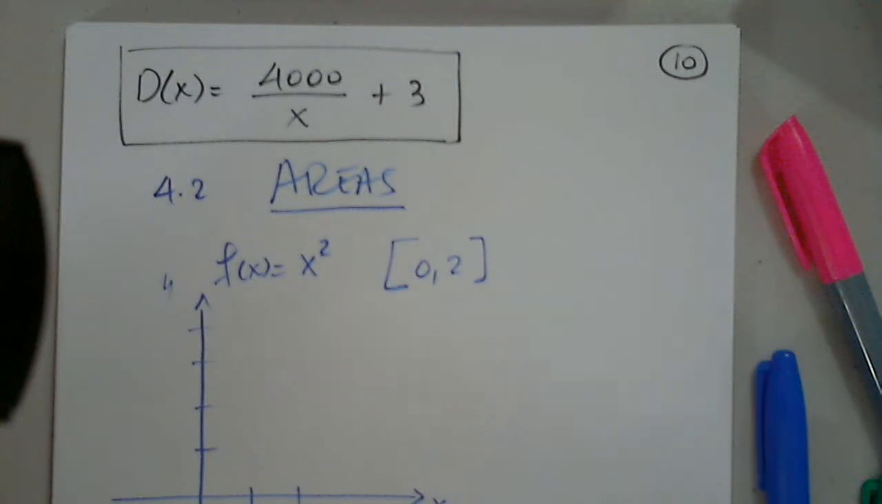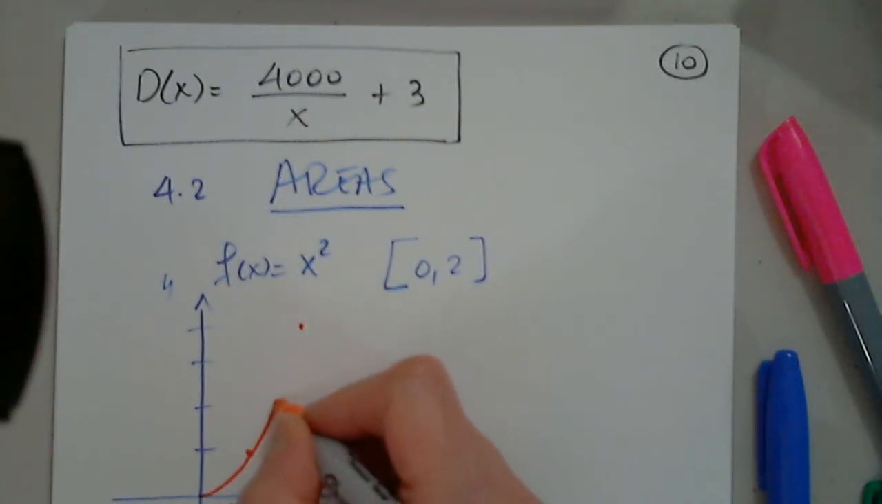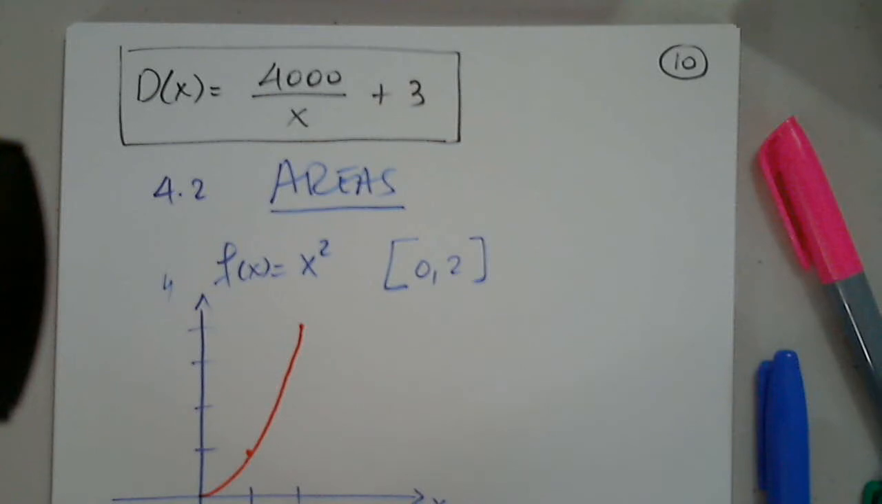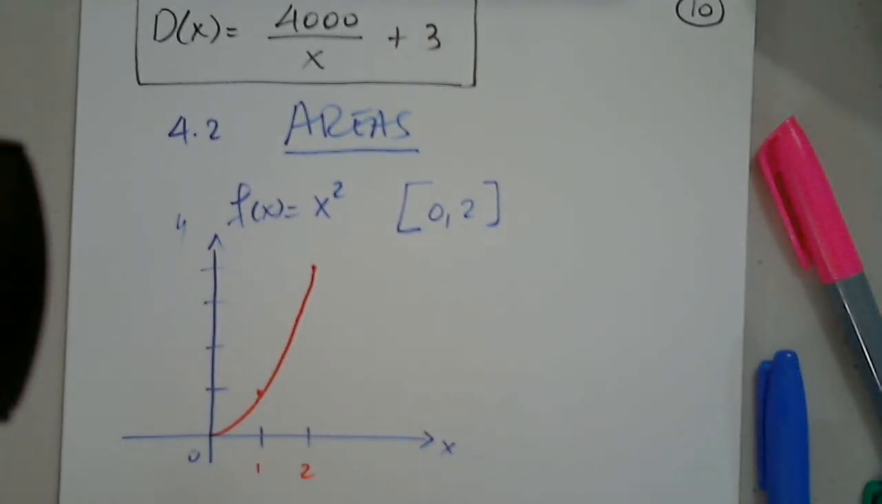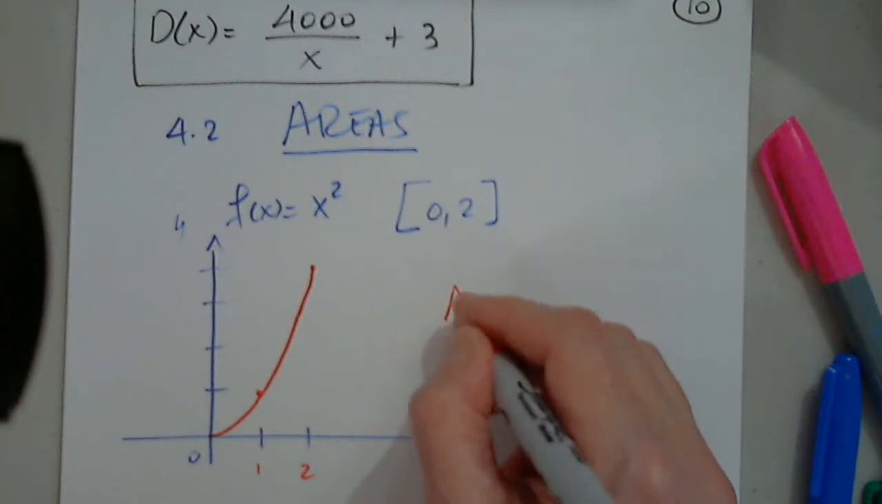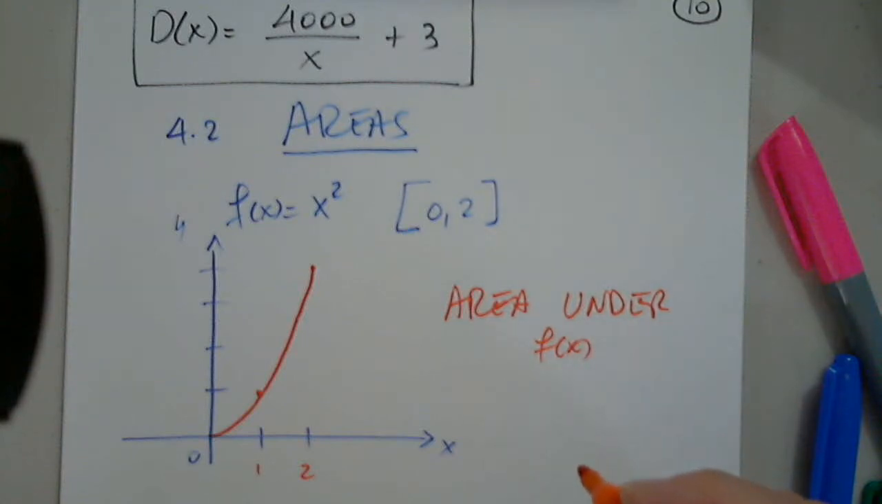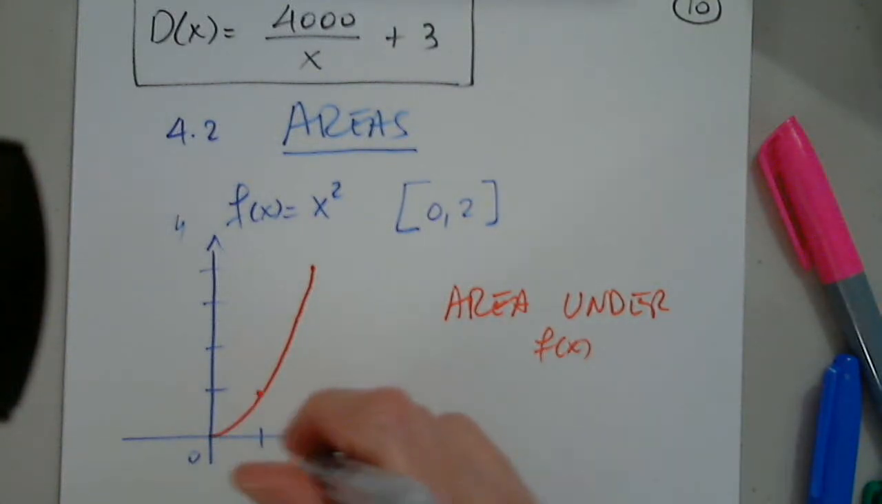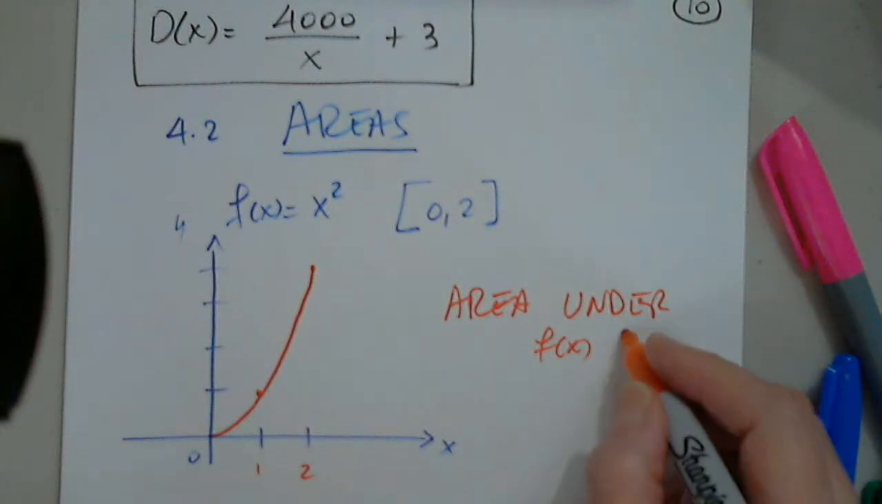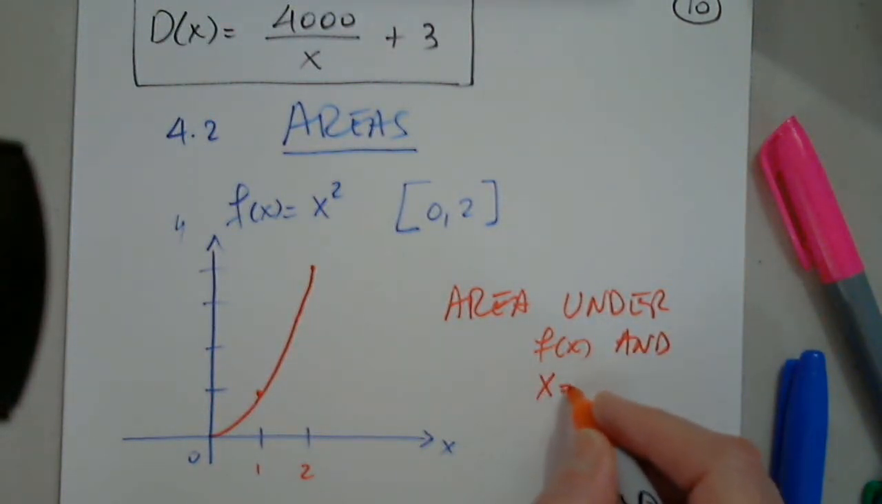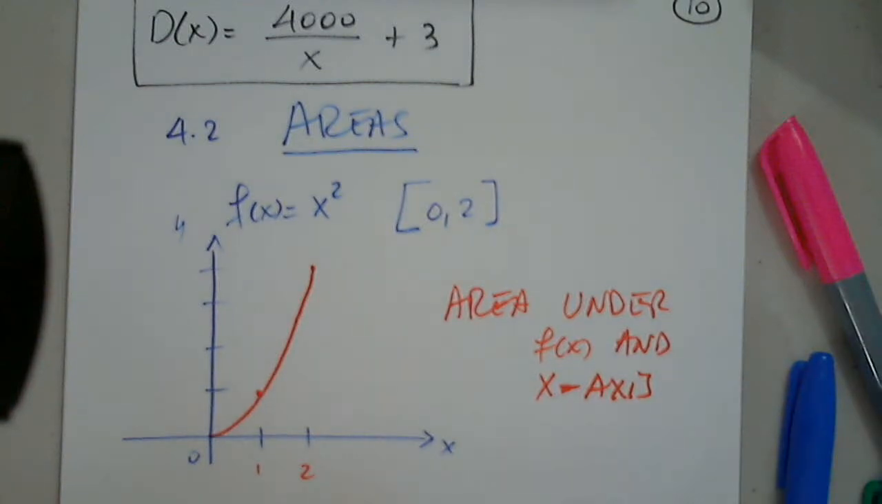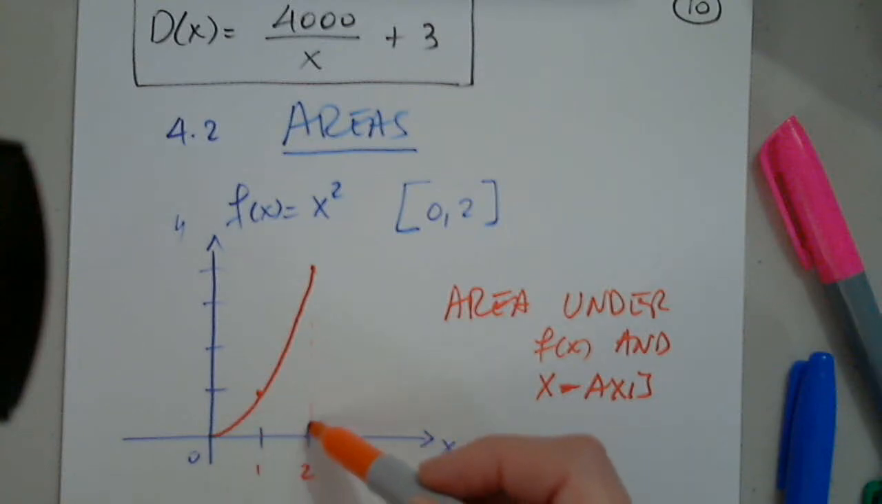So let me use a different color. Let's say this one. So here's the graph. Very simple function, just between 0 and 2. And let's suppose I would like to determine the area under the graph, under f of x, between the x-axis and f of x. So basically, we're talking about this area.